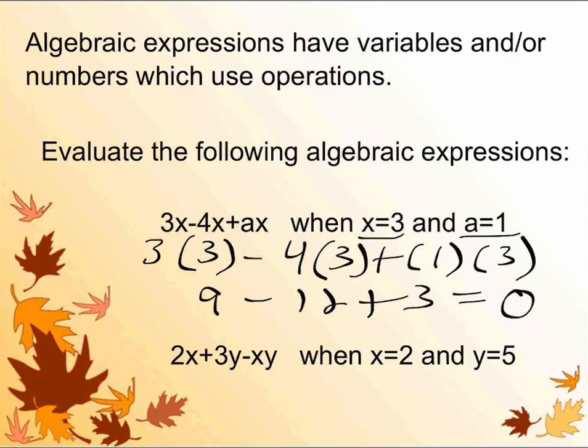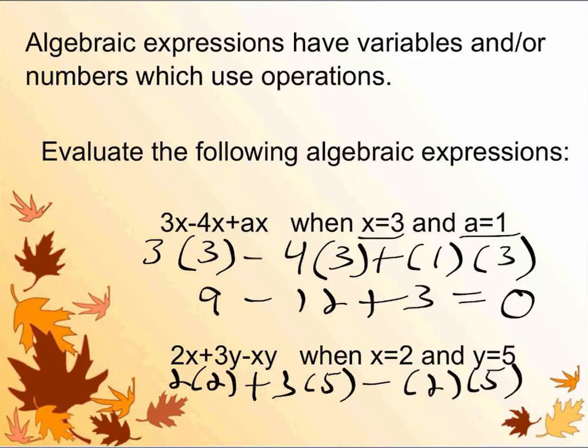Alright, and then let's go ahead and do the second one as well. So again, just replace x with 2. 2 times 2, plus 3 times 5, and then minus 2 times 5. So 2 times 2 is 4, plus 3 times 5 is 15, then minus 2 times 5 is 10. 4 plus 15 is 19, minus 10 is 9.